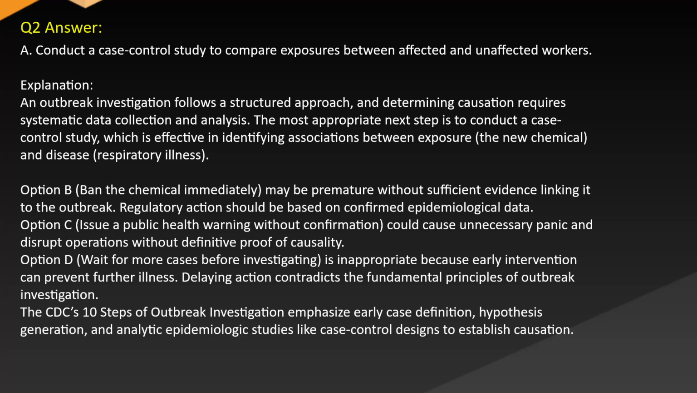Respiratory illness. Option B. Ban the chemical immediately may be premature without sufficient evidence linking it to the outbreak. Regulatory action should be based on confirmed epidemiological data. Option C. Issue a public health warning without confirmation could cause unnecessary panic and disrupt operations without definitive proof of causality. Option D. Wait for more cases before investigating is inappropriate because early intervention can prevent further illness. Delaying action contradicts the fundamental principles of outbreak investigation. The CDC's 10 steps of outbreak investigation emphasize early case definition, hypothesis generation, and analytic epidemiologic studies like case control designs to establish causation.